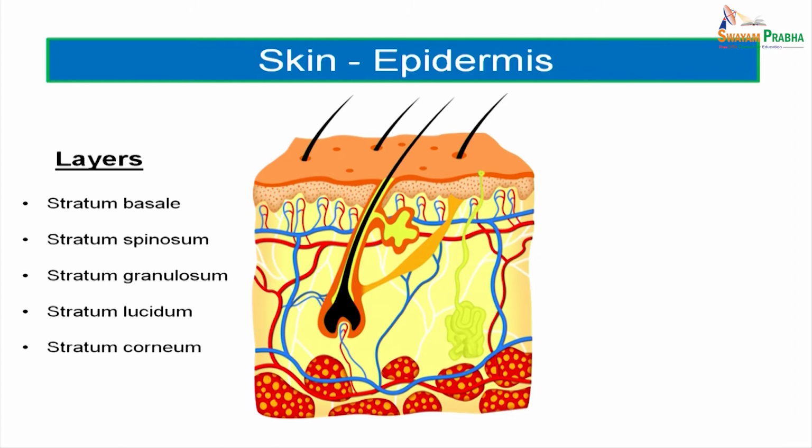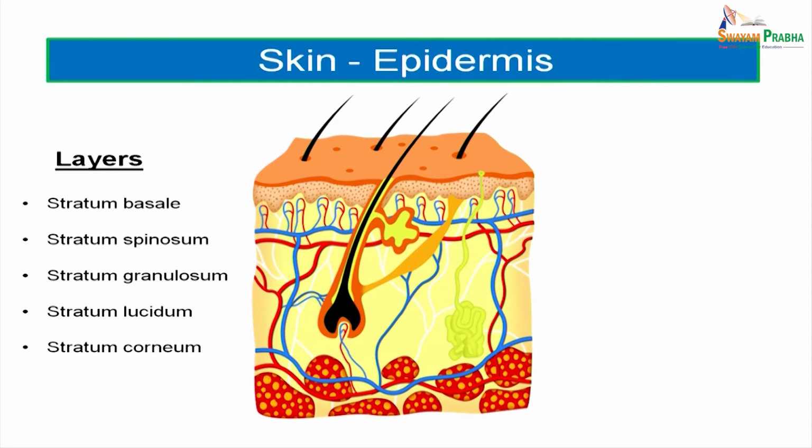As we come from the stratum basale to the stratum spinosum, the cell size, the height, reduces. It is initially columnar, then it becomes polyhedral, then it goes on flattening. As we reach the stratum granulosum, it is a little more flattened compared to the spinosum layer.